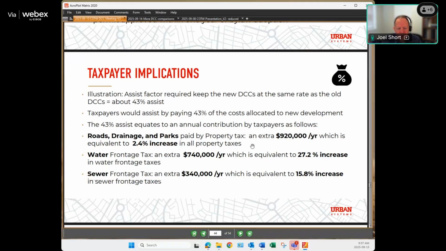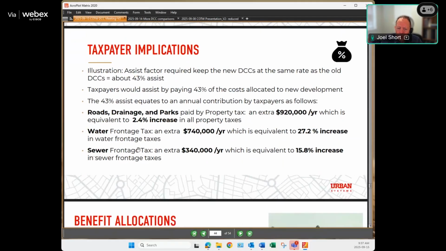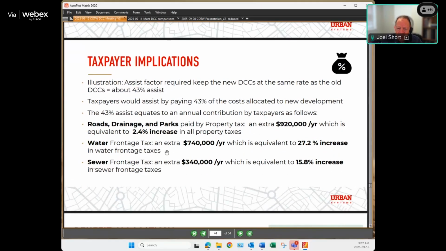So when you're thinking about this kind of balance, that's something to think about. Water and sewer is a bit more of a significant increase, because for the water frontage tax, you'd need to generate another $740,000 per year. And once again, this assumes that you're taking all these costs and smoothing them out over 20 years. That's not actually how the costs come. They come in lumps and bumps as projects come along. But this is a theoretical smoothing that could be done, and you could probably do that by balancing things out with reserve funds. Anyways, $740,000 a year means a 27.2% increase in water frontage taxes.